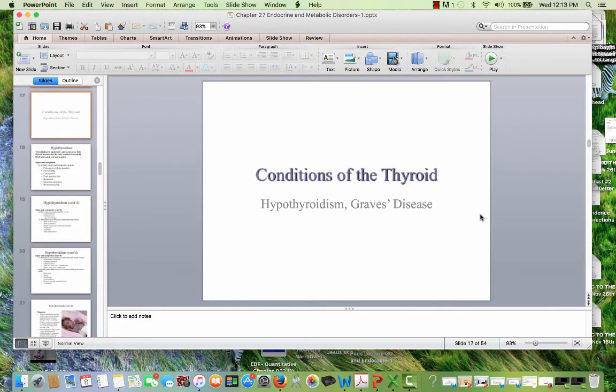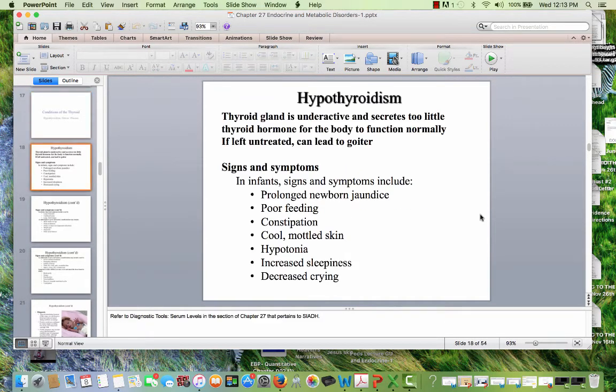Okay, so next we're going to talk about conditions of the thyroid. We're going to talk about hypothyroidism and Graves' disease, which is associated with hyperthyroidism. Hypothyroidism, clinical manifestations: most infants are born asymptomatic, and about 10% of affected infants have symptoms that develop within weeks to months after birth.